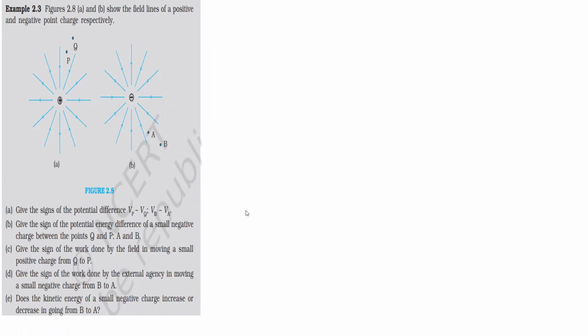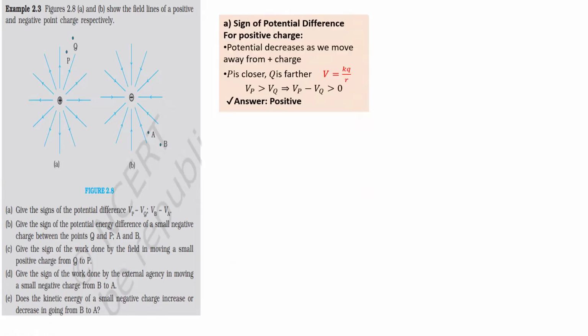We have to give the sign. Okay, first part, potential. What is the formula for potential? Due to a point charge, V equals KQ by R. Now, we have to find the sign for Vp minus Vq. According to the formula, potential is proportional to 1 by R, Q is constant here, K is also constant. In other words, as separation increases, potential decreases.